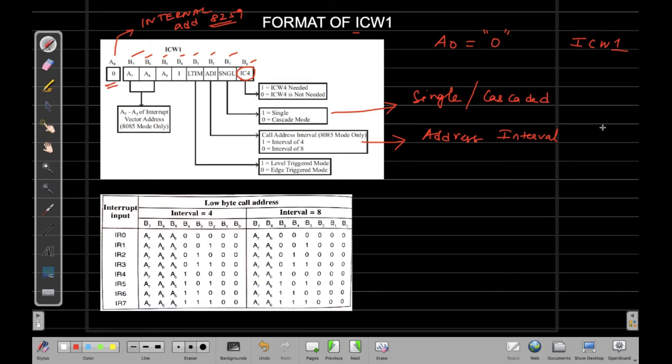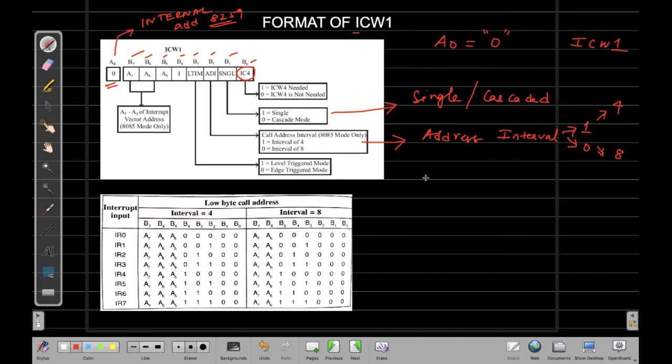Now, how are we going to address the interrupts? The interrupt levels, the spacing between level 0 and level 1, can be modified by setting this bit. There are two options given to us. If I set this ADI bit to 1, then the interrupt interval between level 0 and level 1 will be equivalent to 4. If I set this bit as 0, then the interrupt interval between the first interrupt and second interrupt will be set as 8. So what is this interrupt interval?